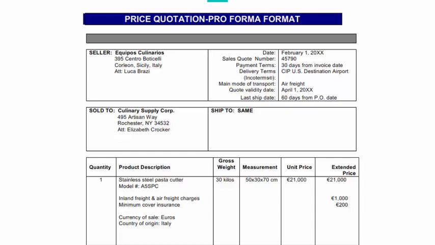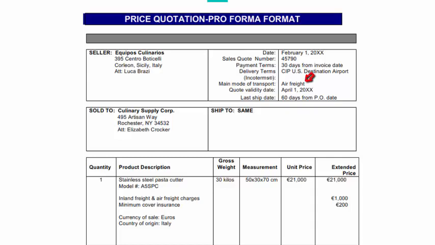Payment terms, 30 days from invoice date. Delivery terms, which represent our Incoterms, we'll come back to this in just a moment. CIP, carriage and insurance paid to, in this instance, the U.S. destination port. What that means is that whatever the price offered by the seller includes transportation, in this case air freight, with minimum cover insurance up to a named place at destination, U.S. destination airport. Given the U.S. buyer is in Rochester, New York, it's more than likely JFK. More on Incoterms in just a second.